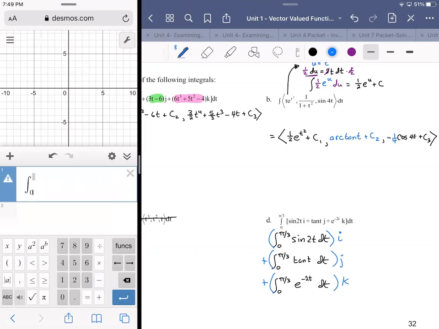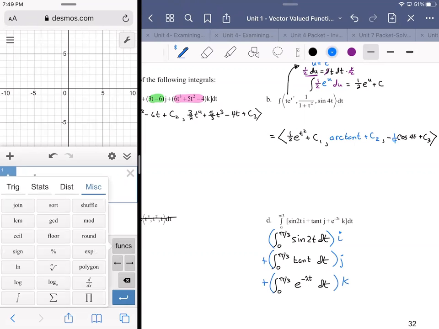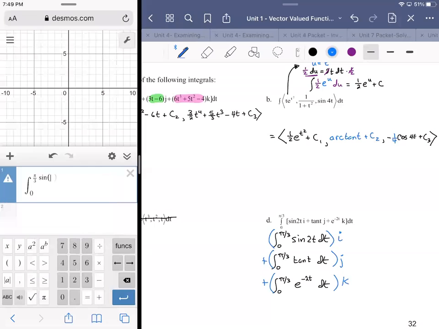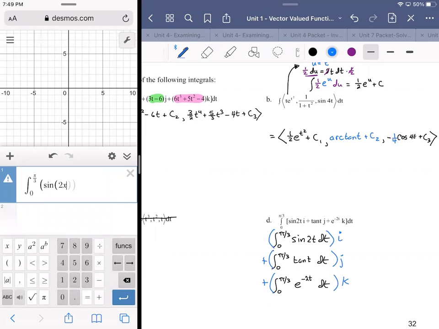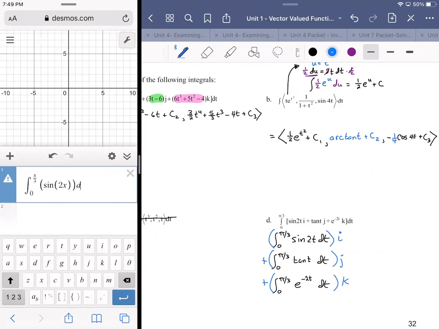So 0 to pi over 3, sine of 2x. I'll just use x. Close it up, dx. 0.75. It's surprisingly clean, 0.75. So 3/4 i.